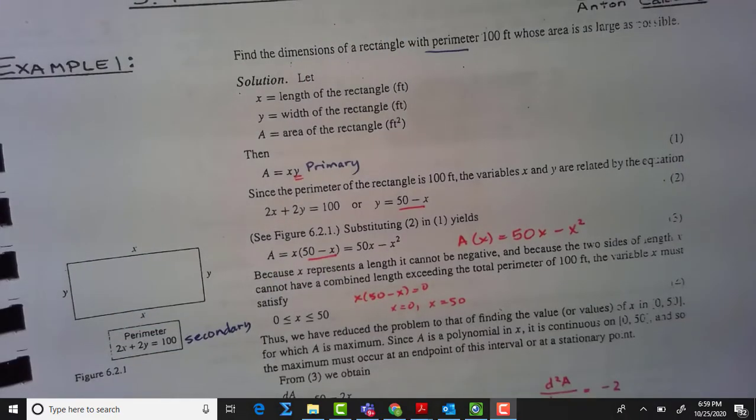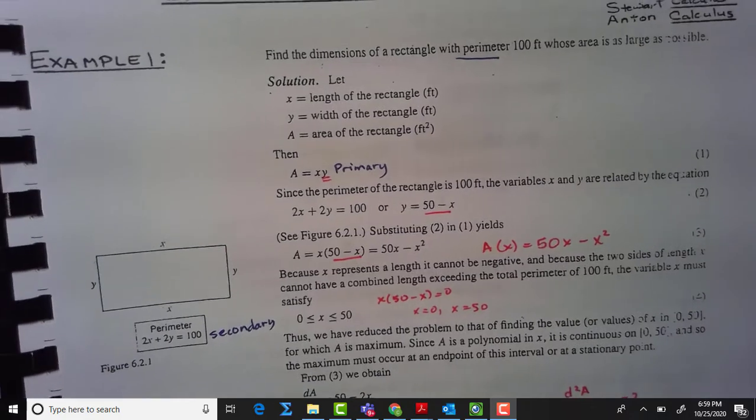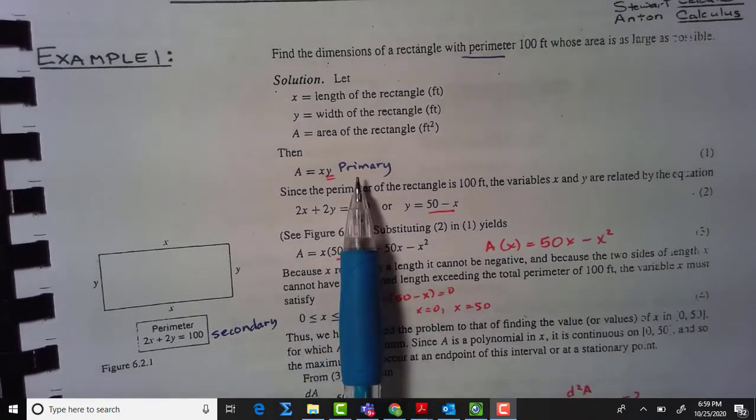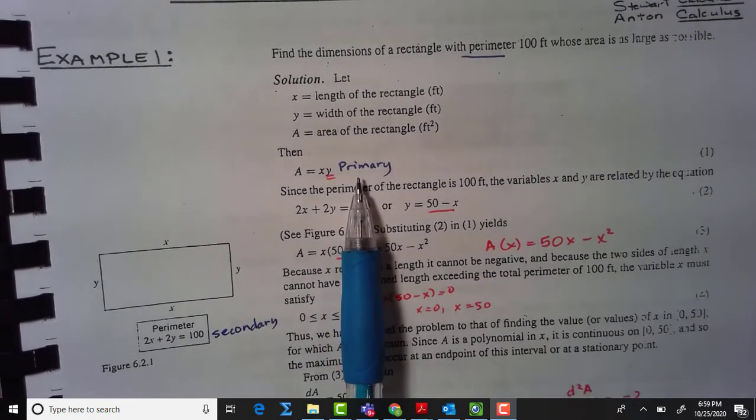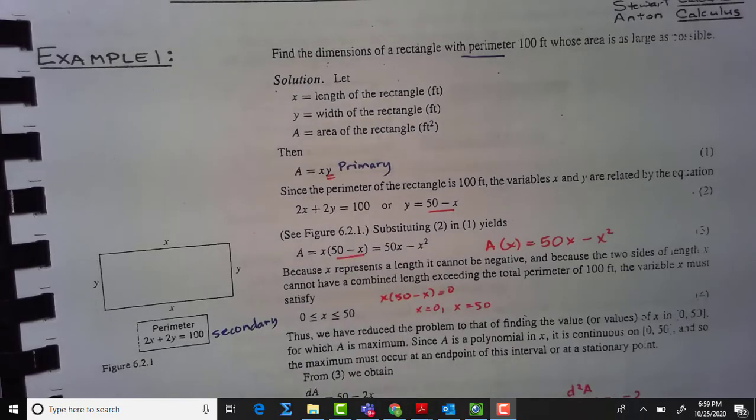So our key in working these problems is going to be to identify our primary equation, the one we want to take the derivative of, and our secondary equation that we're going to use to substitute into the first so that we get an equation in one variable.